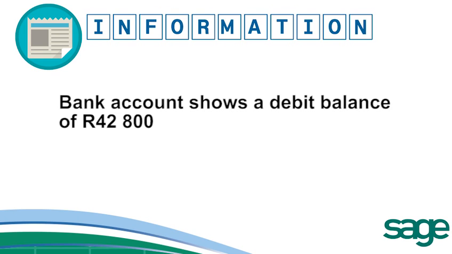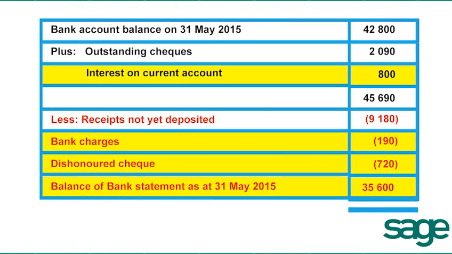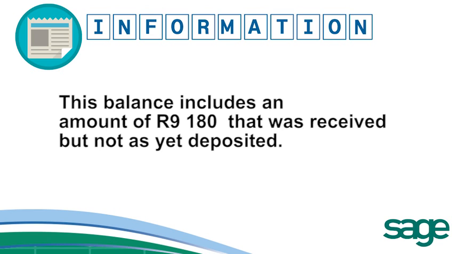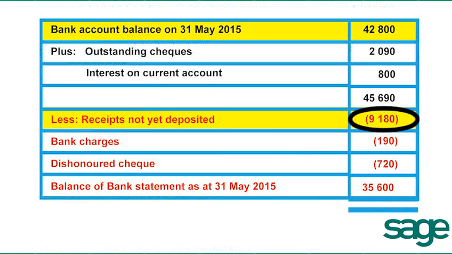However, our bank account shows a debit balance of $42,800. There it is under bank account balance on 31st May 2015. This balance includes an amount of $9,180 that was received but not yet deposited in the bank. So in other words, we need to subtract $9,180 for the purpose of the bank reconciliation. We can reverse that deposit.